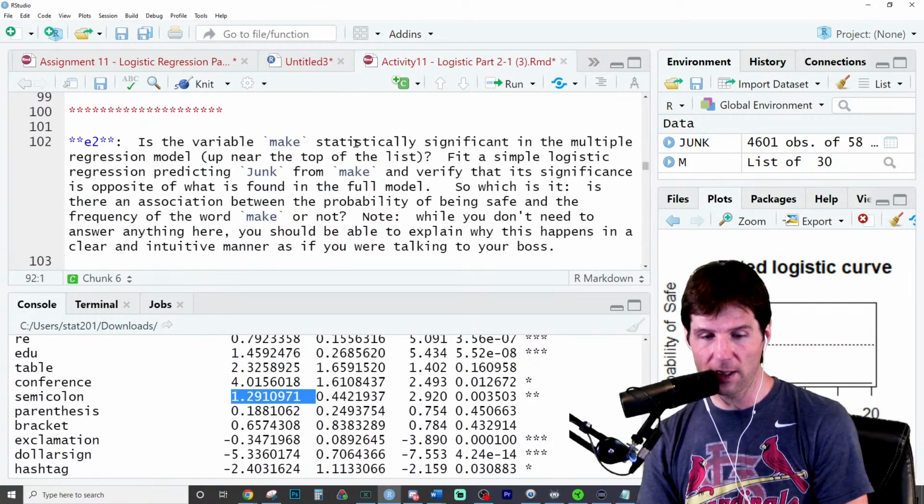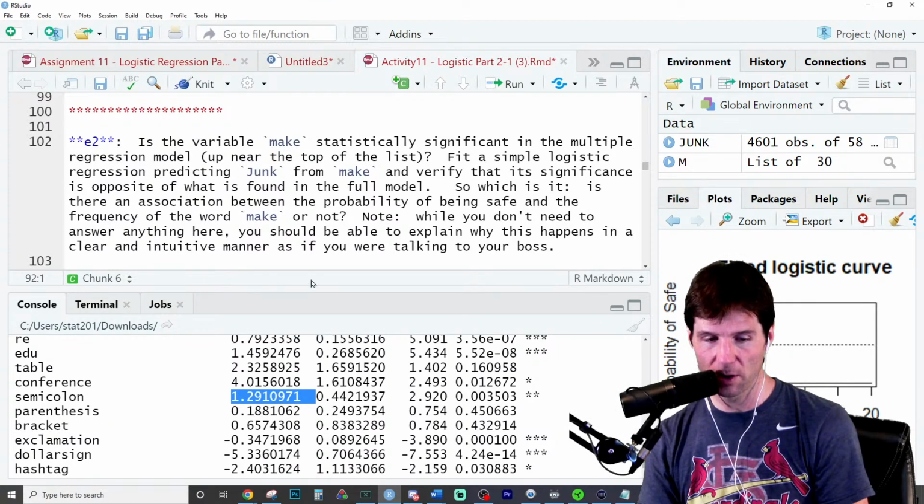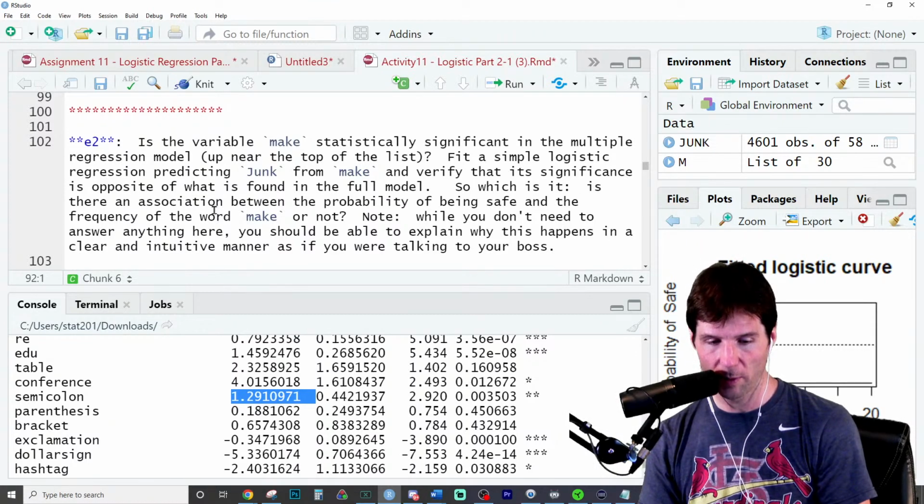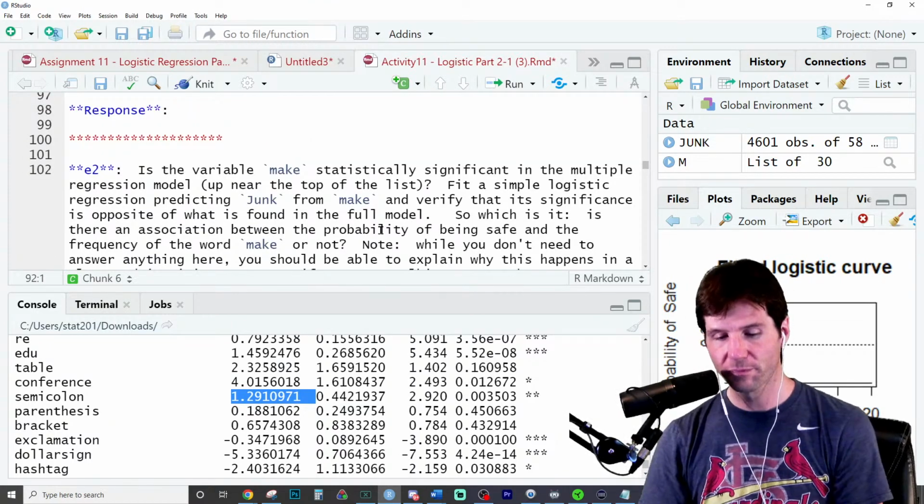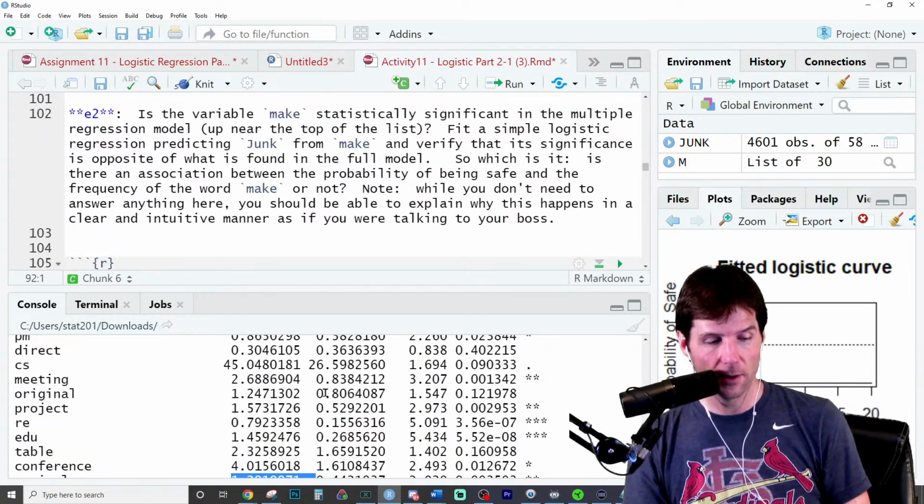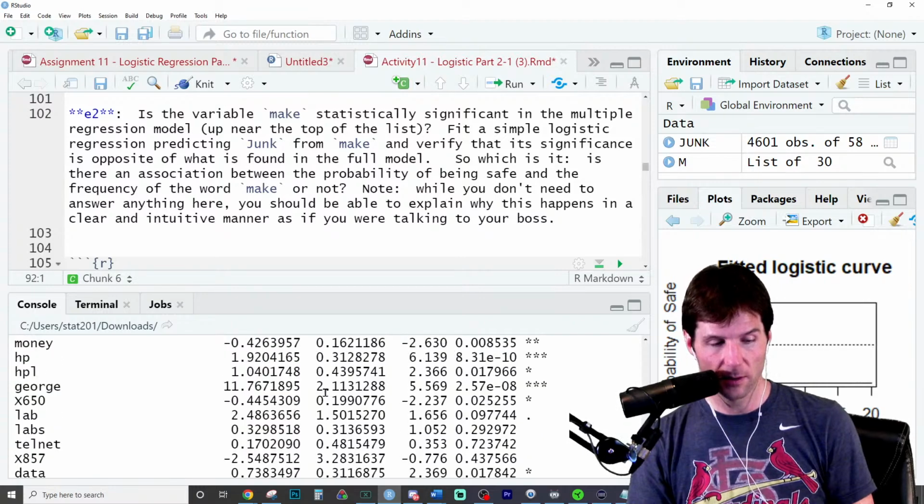Is the variable make statistically significant in the multiple regression model? Up near the top of the list, fit a simple logistic regression model predicting junk from make and verify that it's significant to full model. Which is it? Is there an association with probability of being safe in the word make or not? Oh my gosh, the longest question ever. Well, you don't need to answer anything here. You should be able to explain why this happens. Yeah, okay. I'm guessing make is not significant in this model.